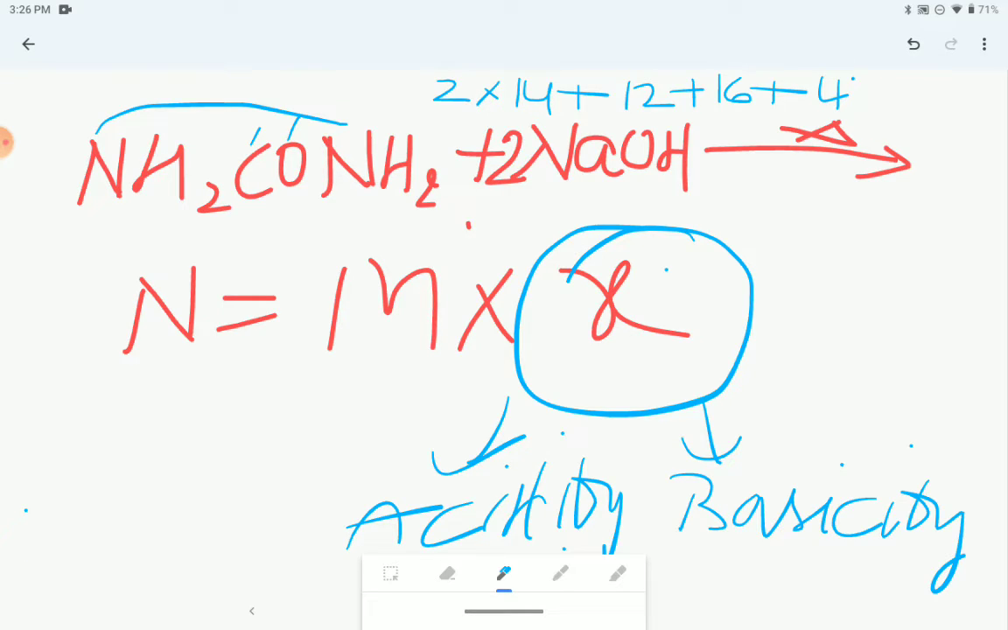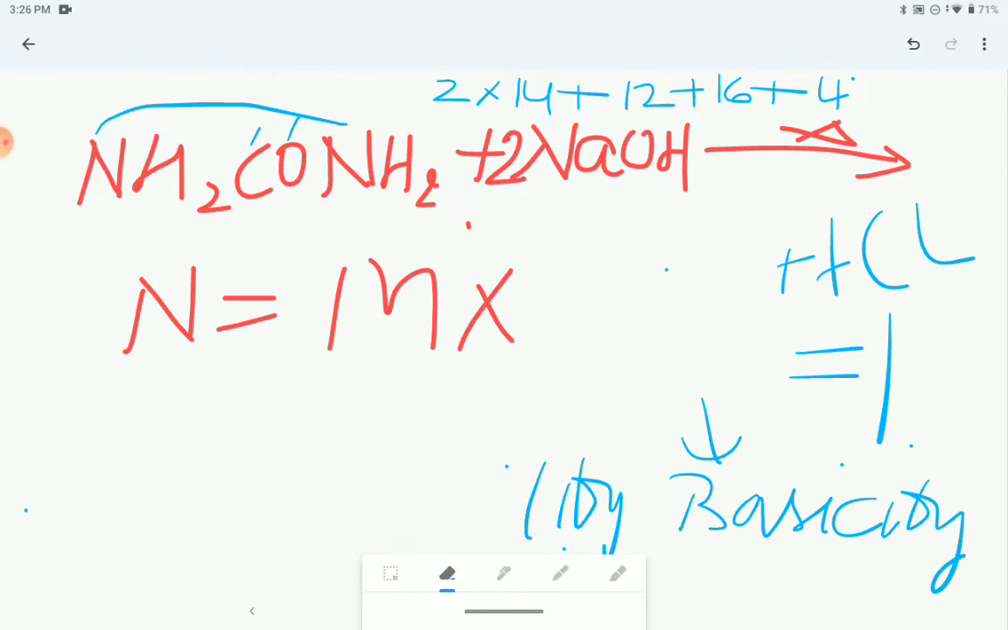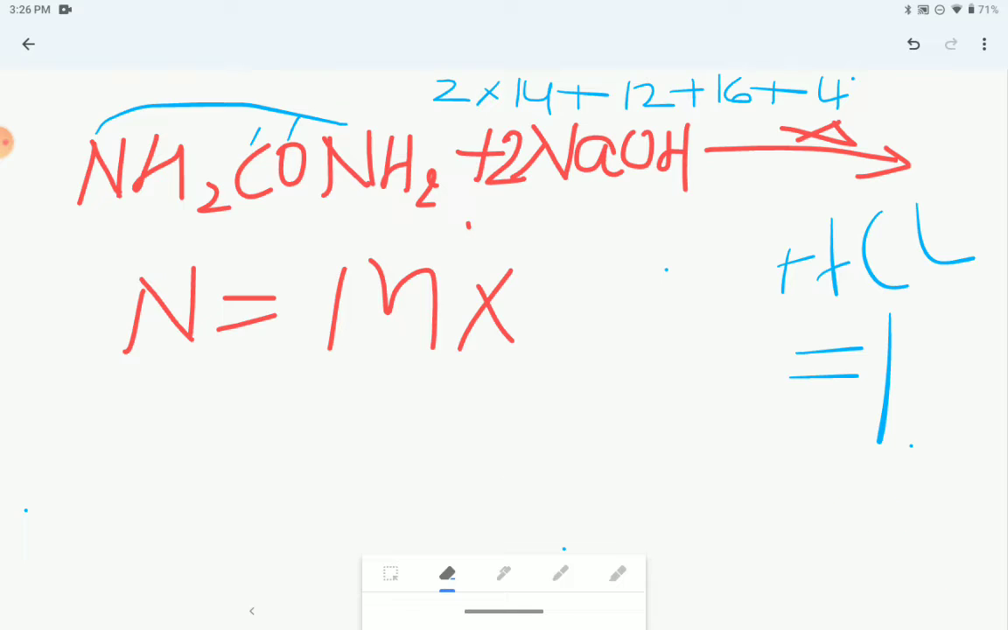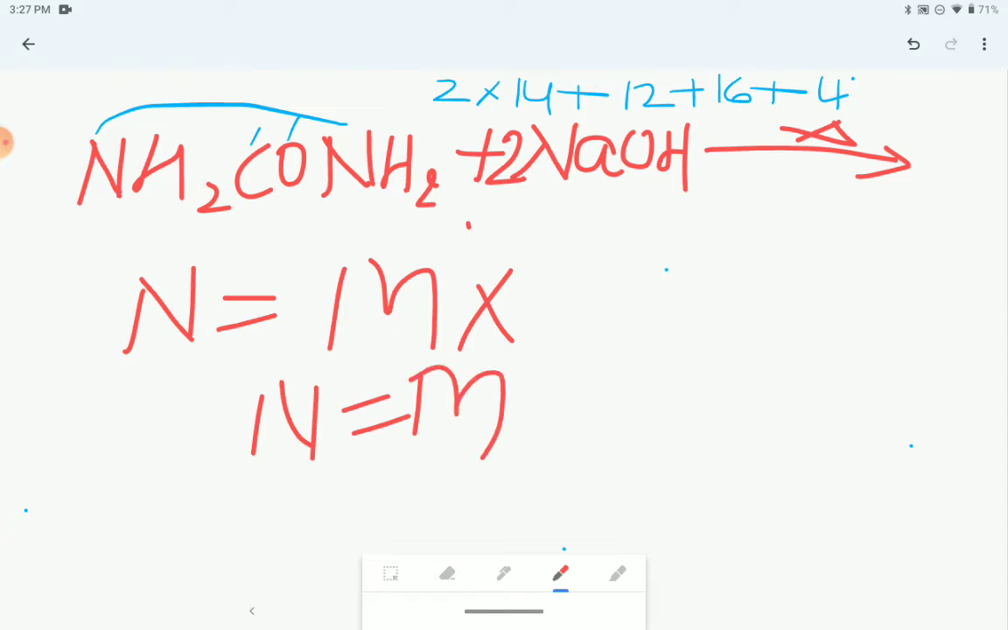So in case of acids it is basicity, in case of bases it is acidity. Now we are taking HCl, so it's basicity, obviously. Here the basicity of HCl is 1, so we can remove the X factor. Now normality is equal to molarity. Hope you understand.